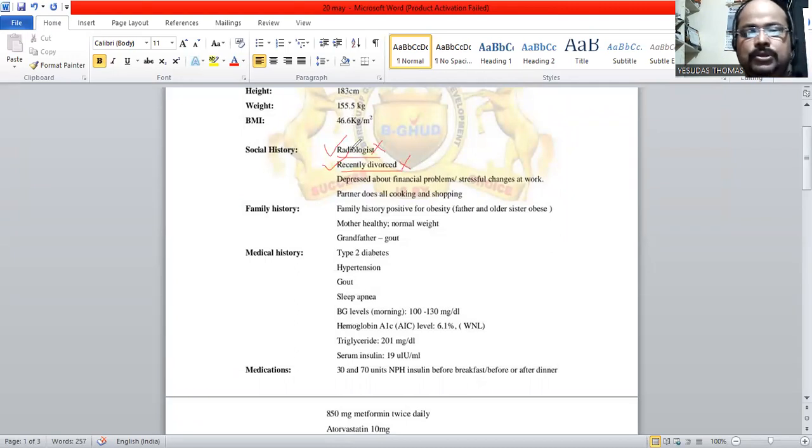What is relevant here is not the social history, it's the family history. He has a positive family history of obesity. So we can just say that his current partner, since he's divorced, who is living with him, does all the cooking and shopping. That's what we need to understand, that the supportive partner is there.